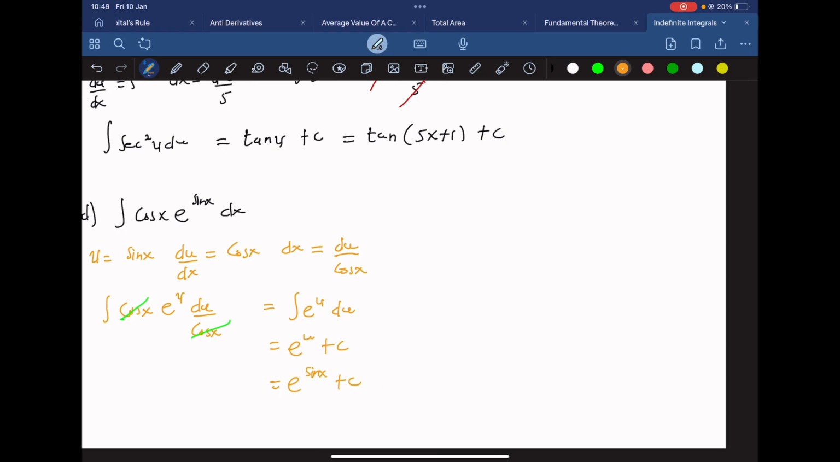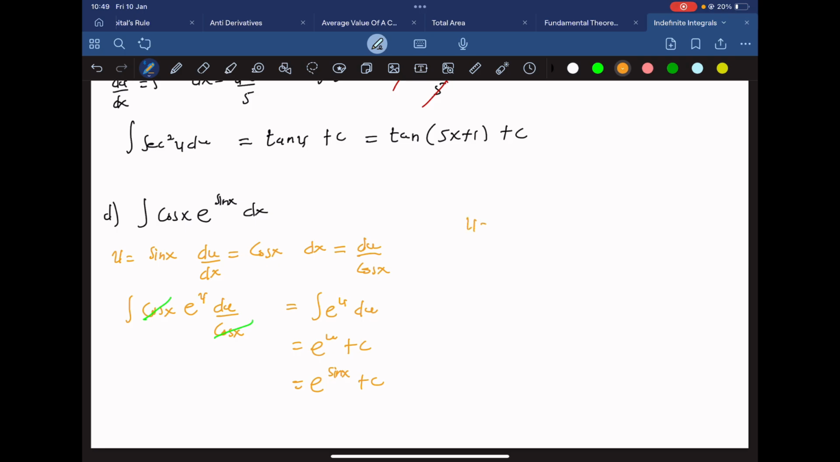Now, what if we chose u to be equal to cosine of x? Would that work? Let's try it out.